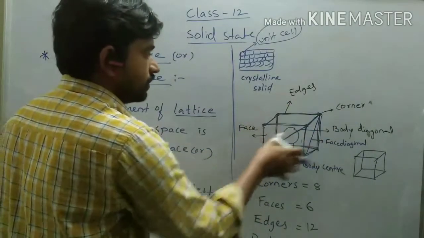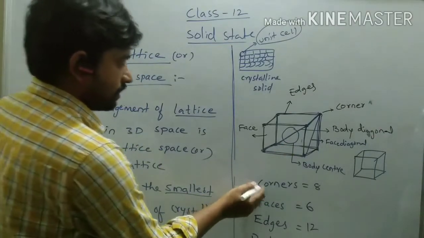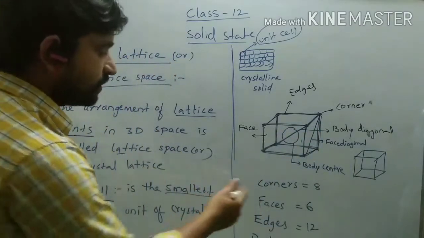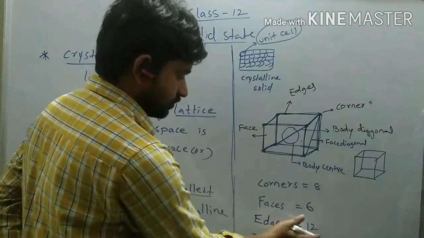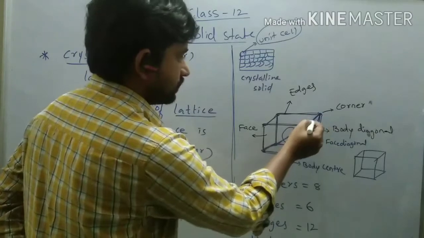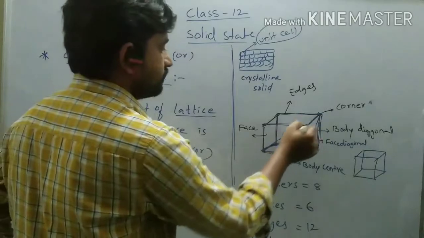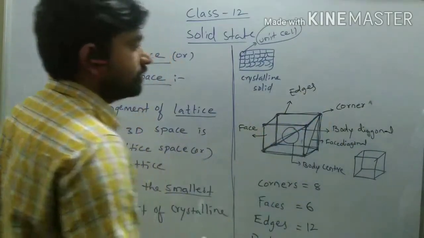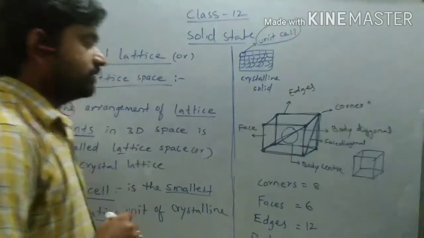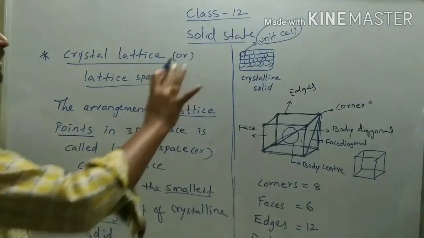In this unit cell, we have just discussed how many corners are there: 8 corners. And how many faces? 6 faces. 12 edges. Body center 1. Then for this line throughout the body, you call it body diagonal. And the line drawn in this face is called face diagonal. So this is about the unit cell.